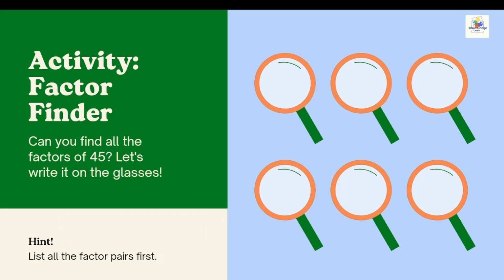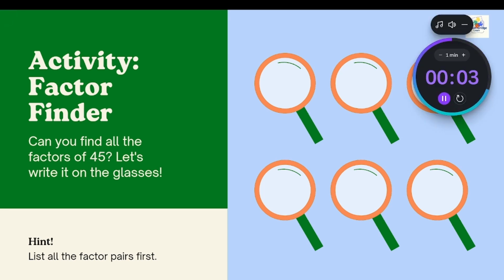Let's move further. Here we have an activity, the factor finder. Can we find all the factors of 45? Let's write them on the glasses. There is a hint: list all the factor pairs first. You all know what a factor pair is, so you will have only 3 seconds.